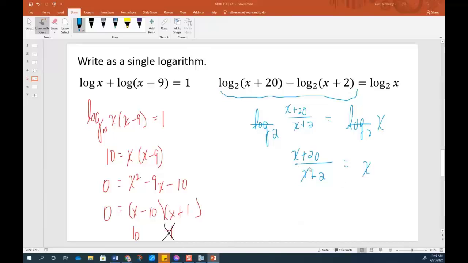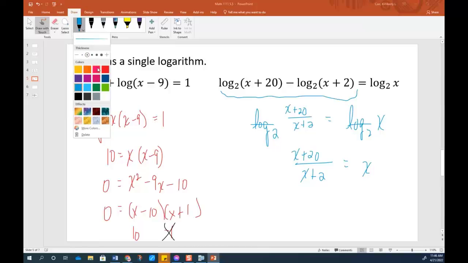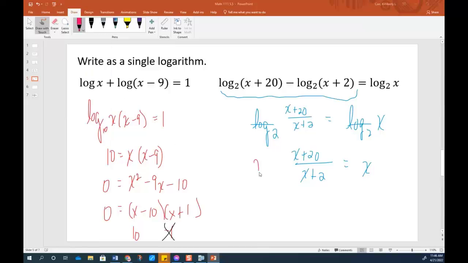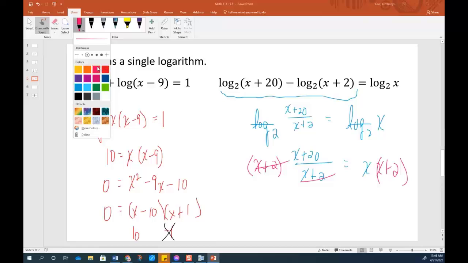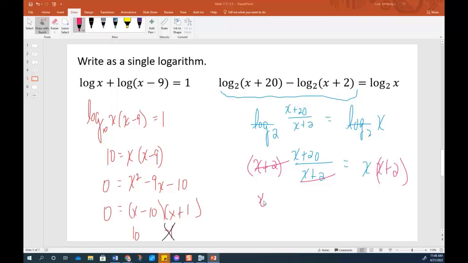Now you can't solve for a variable until you get it out of a denominator. So the very next thing I need to do is multiply so that I don't have that variable in the denominator. So if I multiply both sides of this equation by the x plus 2, then over here on the left, I get it out of the denominator. So then I'm left with x plus 20 is equal to x times x plus 2. Let's go ahead and distribute that. So that's going to give me x squared plus 2x.